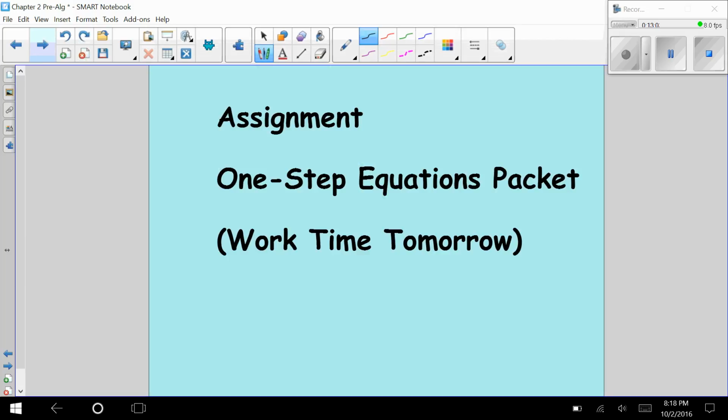Your assignment is the one-step equations packet. You will get more work time in class.